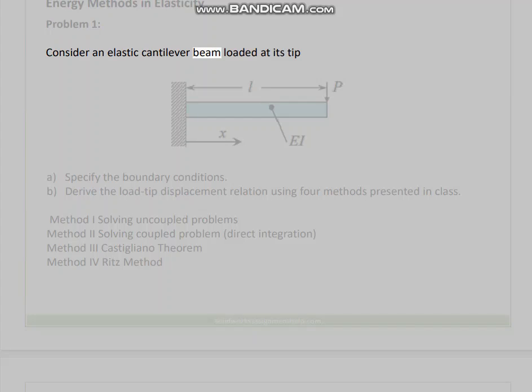Energy methods in elasticity, problem 1. Consider an elastic cantilever beam loaded at its tip. A. Specify the boundary conditions. B. Derive the load-tip displacement relation using the 4 methods presented in class.